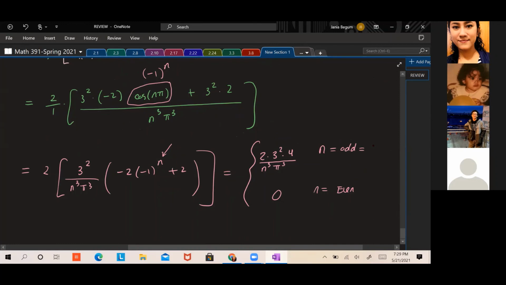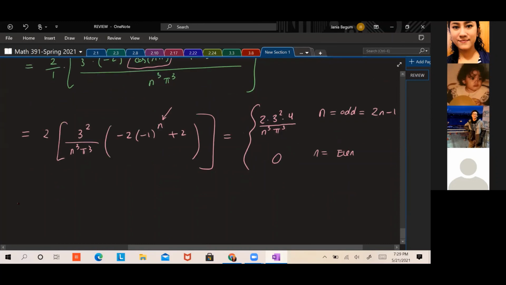An odd number you can write as 2n minus 1 or 2n plus 1, depending on where you start the problem. So what is our bn? If you multiply these numbers on top, 18 times 4 is 72. So that's 72 over n cubed pi cubed, and since n is odd, that's 72 over (2n minus 1) cubed pi cubed.